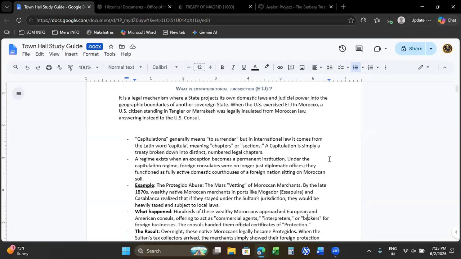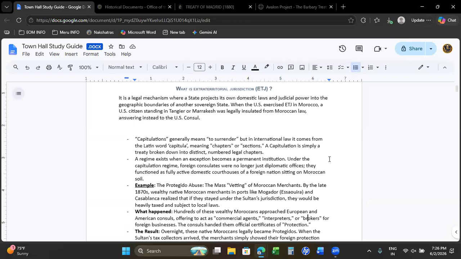As it relates to extraterritorial jurisdiction, I just want to start with the basics. I would like to update people's understanding as it relates to colonialism, because some people still have outdated understandings. Extraterritorial jurisdiction, again, is the legal mechanism where a state projects its own domestic laws and judicial power into the geographical boundaries of another sovereign state.